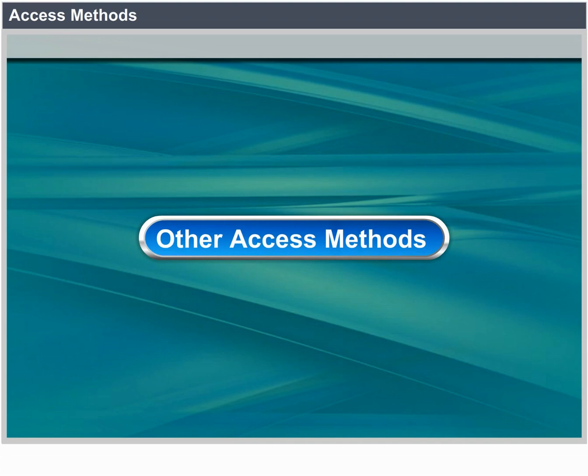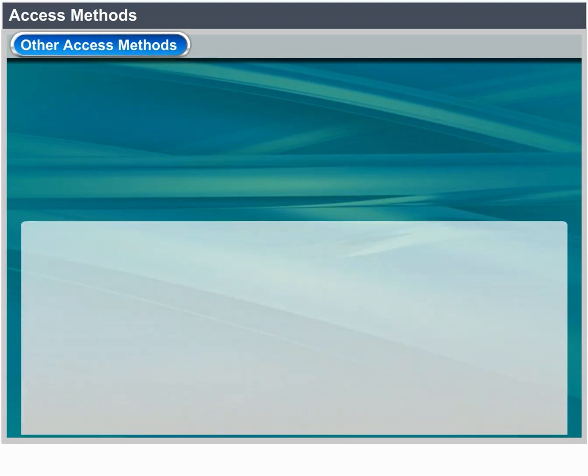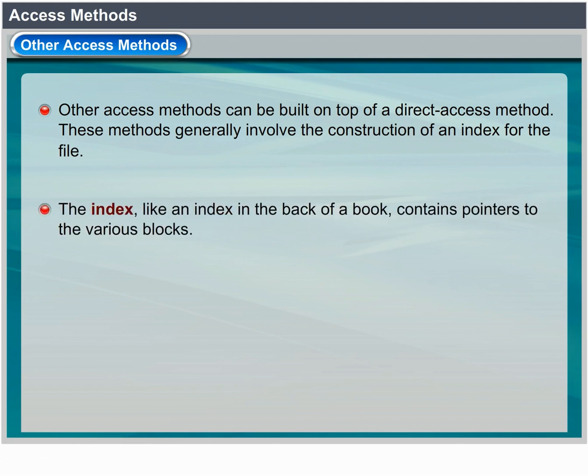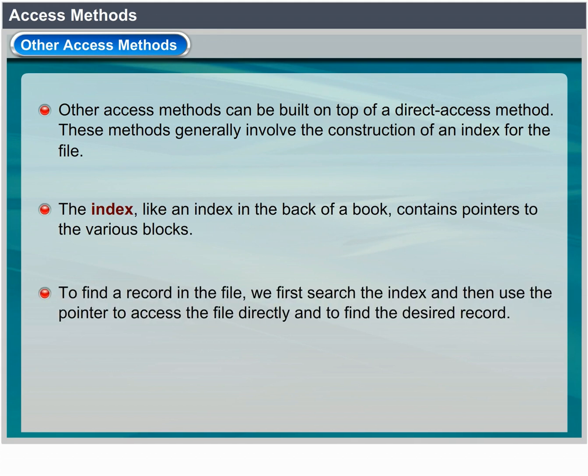Other access methods. Other access methods can be built on top of a direct access method. These methods generally involve the construction of an index for the file. The index, like an index in the back of a book, contains pointers to the various blocks. To find a record in the file, we first search the index and then use the pointer to access the file directly and to find the desired record.